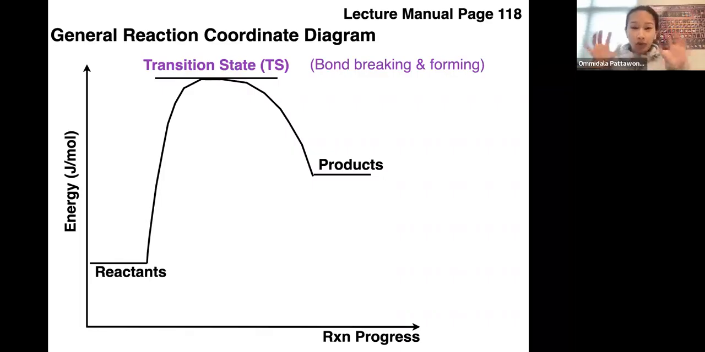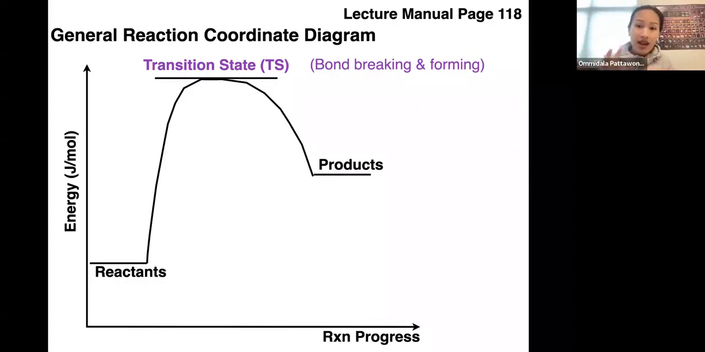For example, if you have two molecules, A and B, they are going to need to collide. As they collide, molecule A is going to break bonds, so the bond within molecule A is going to be broken. Same thing for molecule B. And then an atom from molecule A will start to form a new bond with an atom from molecule B.